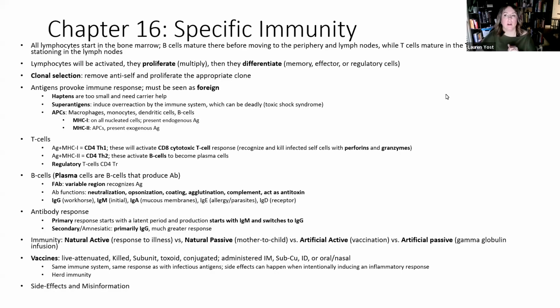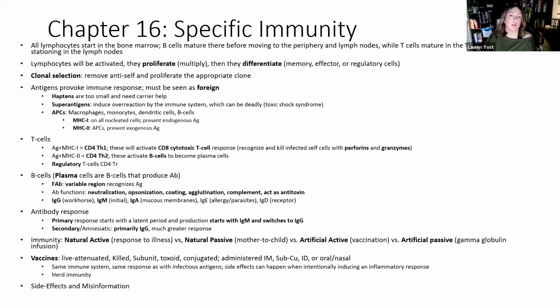Welcome back, everybody. This is going to be our review on chapter 16, which dealt with specific immunity, acquired immunity, whatever you want to call it. So remember, all lymphocytes will be starting in the bone marrow. The B cells will be maturing there, and then they'll move into the periphery and hang out in the lymph nodes, while T cells are going to mature in the thymus before stationing in the lymph nodes themselves. So they'll also be circulating out in the periphery too. They won't just stay in the lymph nodes, by the way.